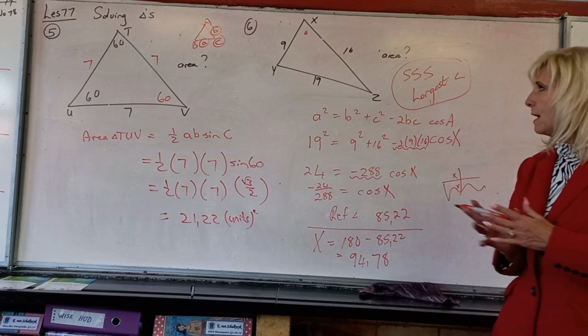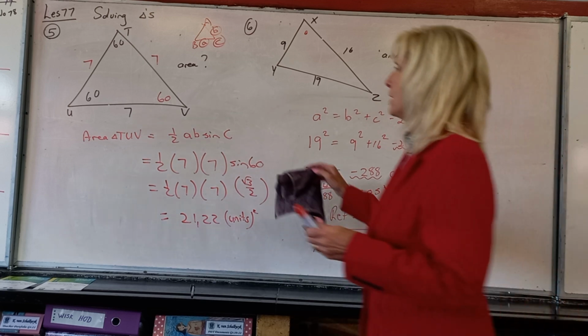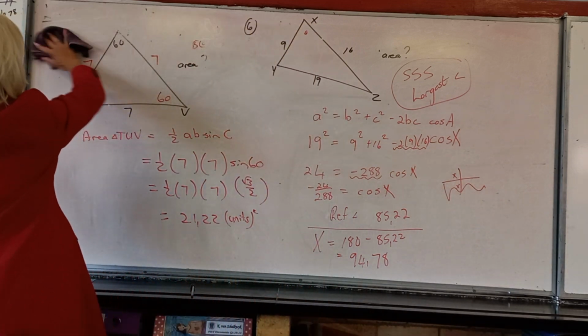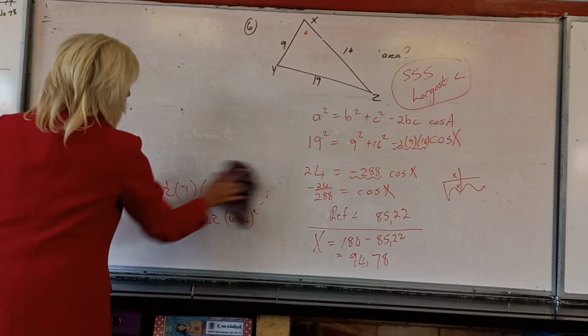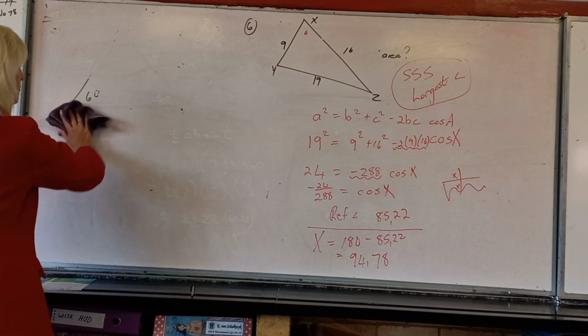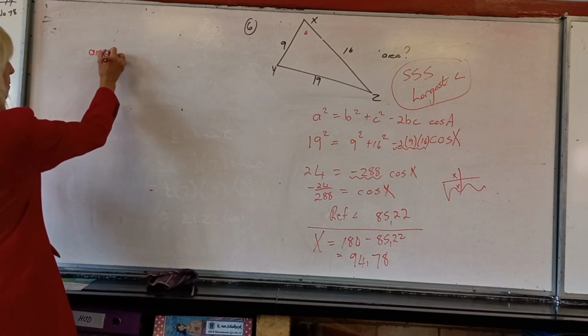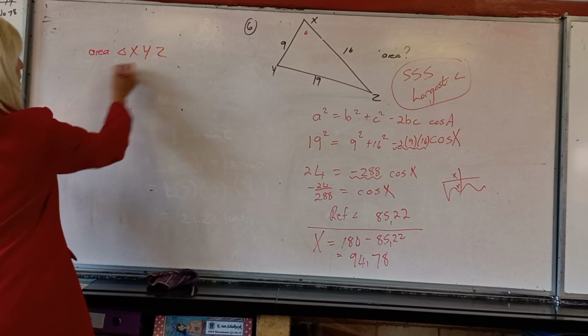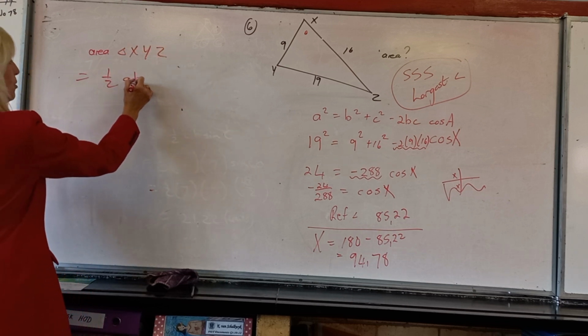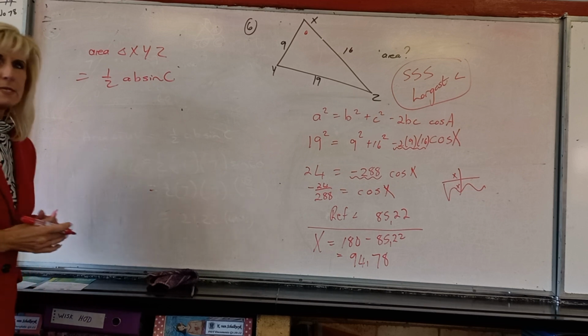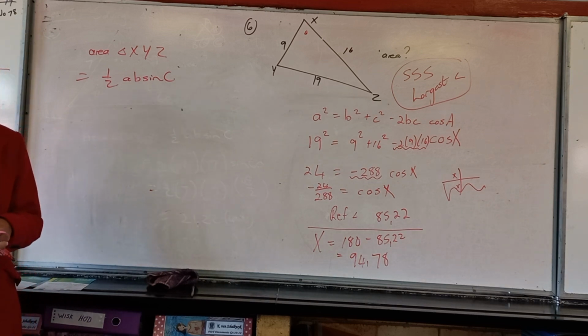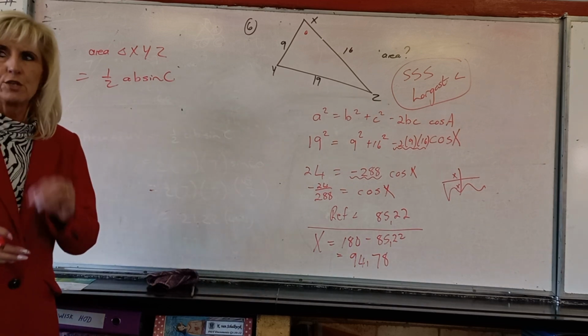All right. Am I finished with the sum? No. I still have to find the area. One more thing to do. How do I find area? Half A, B, and C. Does it bother you that there's A, B, C, but you're actually busy with X, Y, Z? It shouldn't bother you. I'm trying to teach you something.